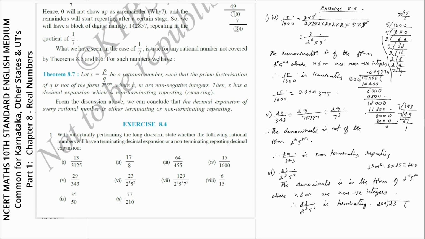So 23 divided by 200. Not divisible, so I'll take one decimal point and put one 0. 1s are 200. Now 30 is remaining. I'll put one 0. Now 100 is remaining. Now I'll put one 0. Now if I multiply by 5, 200 into 5 is 1000. Divisible. Therefore 23 by 2 power of 3 into 5 power of 2 is equal to 0.115.